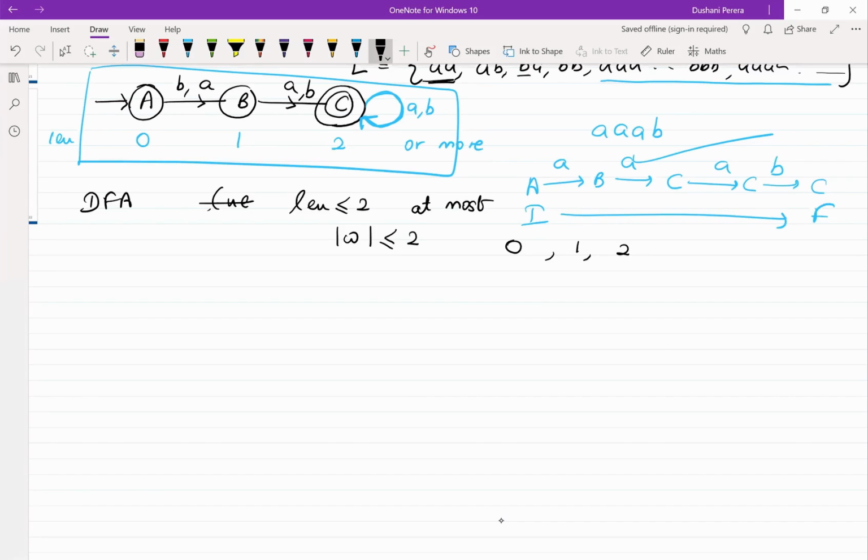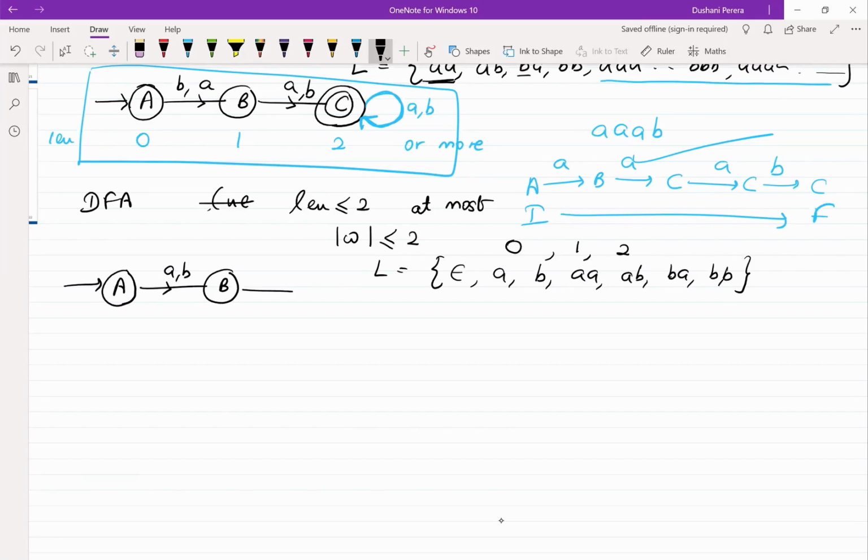Okay. Which means the language will be epsilon for length 0, A and B for length 1, and for length 2 the set AA, AB, BA, BB. Okay, right, so I start at A. Upon getting A or B, I can go to B. Upon getting A or B, I can go to C. This is what we drew earlier.